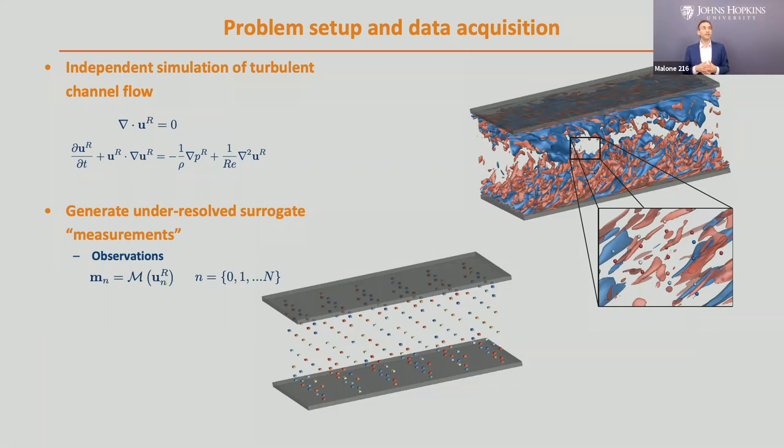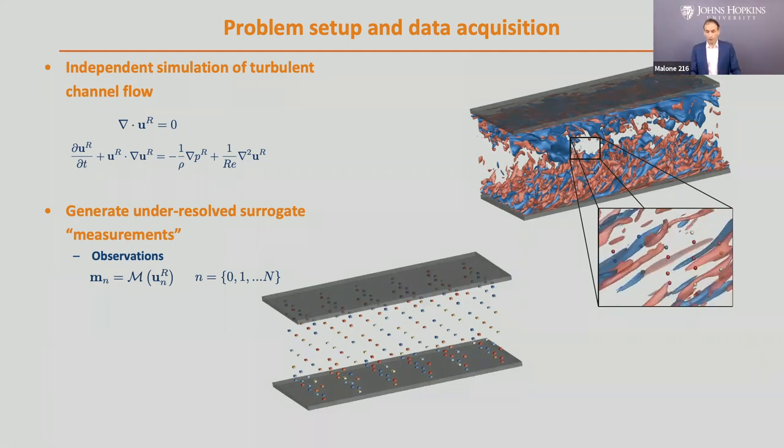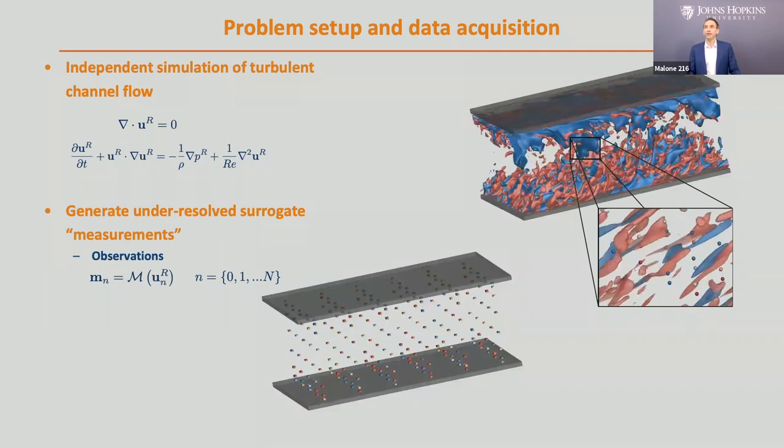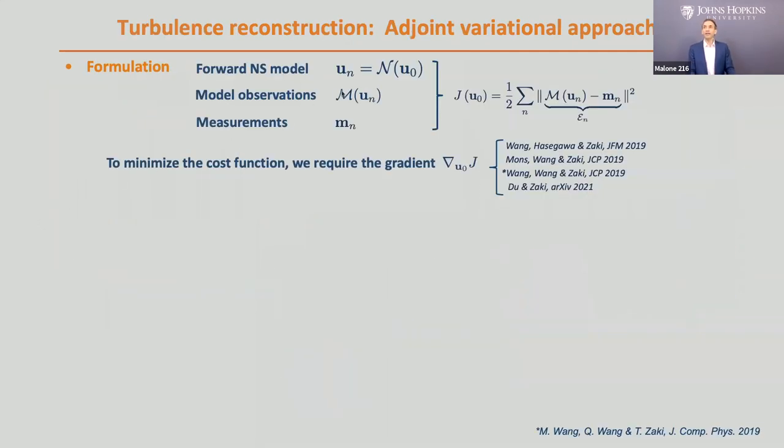Using these measurements, I want to predict the initial condition that generated all these measurements. So what we do is start with an estimate of the initial condition, which I'll call U naught. And I can solve the Navier-Stokes equations. So this is N of U naught, and that gives me a prediction of the flow state. So U N is my estimated flow field. I can use DNS, I could use LES, DES, your favorite tool.